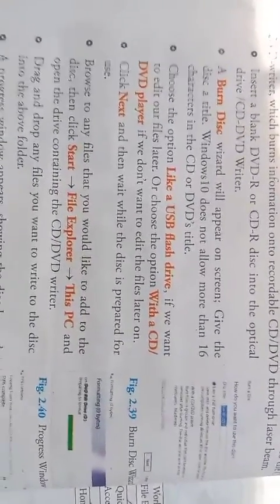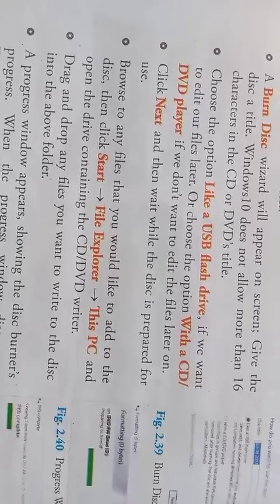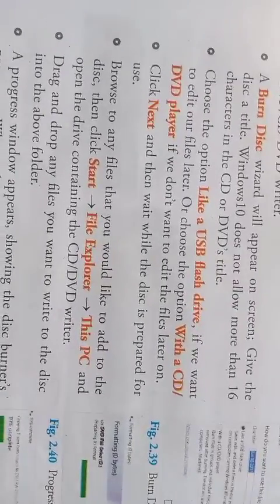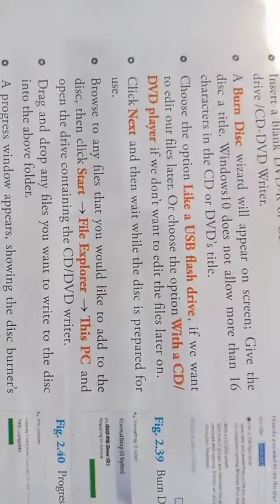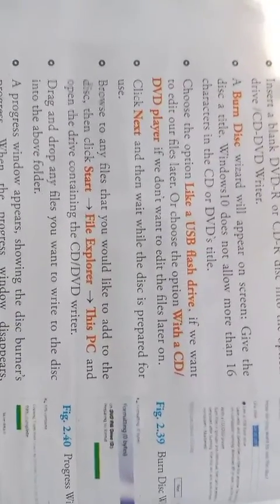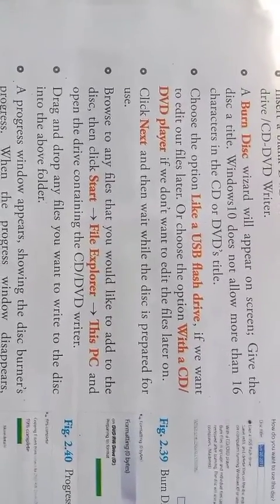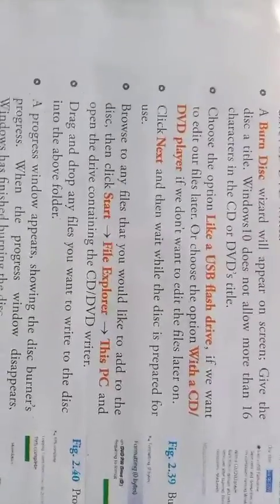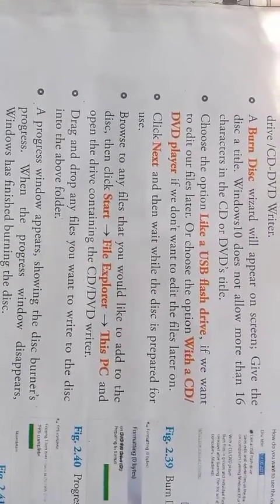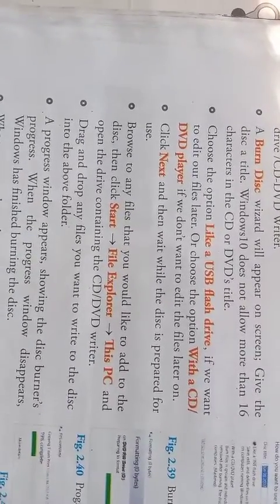Burning a CD means burning a compact disk. It refers to writing data into the CD or DVD. Whenever we are going to write data into the CD or DVD, browse any file you would like to add to the disk. Then click on Start, File Explorer, This PC, and open the drive containing the CD or DVD writer. Drag and drop the file. All of you know that whenever we select a particular file and then drop it, that is called drag and drop.